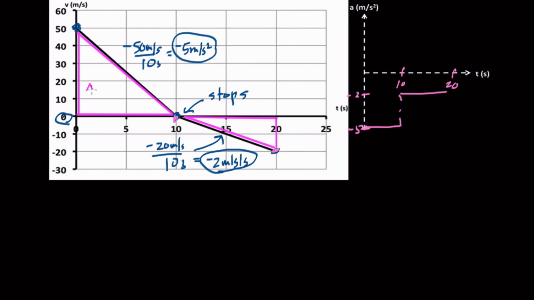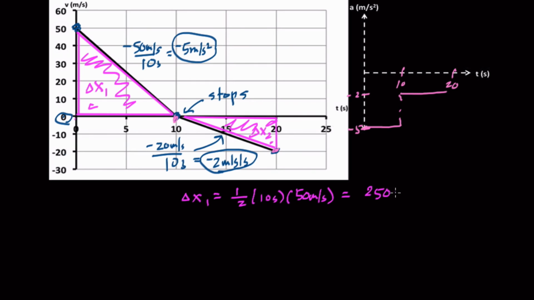So we'll call this area here delta x1. We'll call this delta x2. We'll add them together and we'll find the displacement. So let's find delta x1 first. It's a triangle, so its area is 1/2 base times height. The base goes from 0 seconds to 10 seconds. And the height is 50 meters per second. 1/2 of 10 is 5. 5 times 50 is 250 meters.